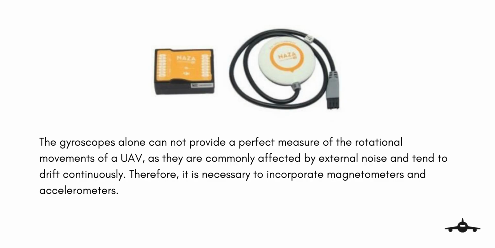The gyroscopes alone cannot provide a perfect measure of the rotational movements of a UAV, as they are commonly affected by external noise and tend to drift continuously. Therefore, it is necessary to incorporate magnetometers and accelerometers. All of these measurements are fused together with information from different sensors to provide measurements that can be used to calculate the orientation, pressure altimeter, and velocity of the UAV.